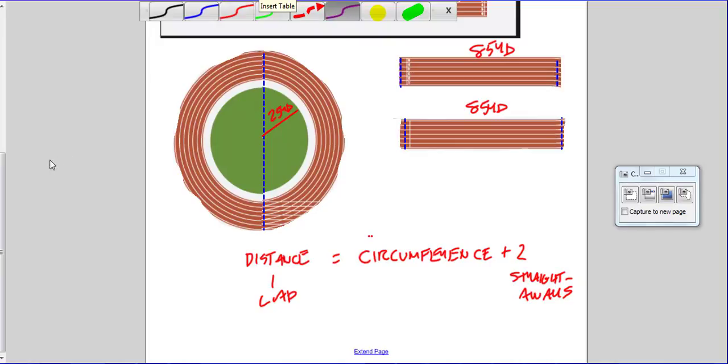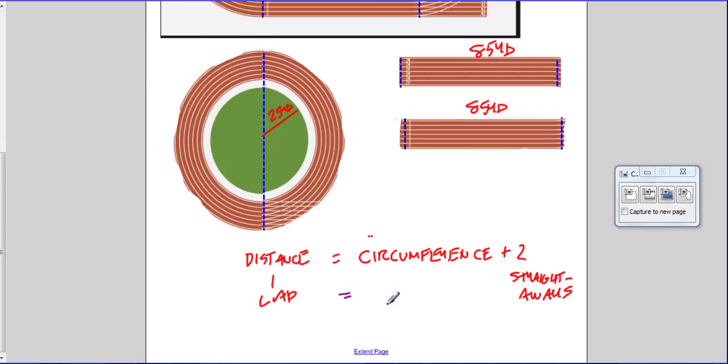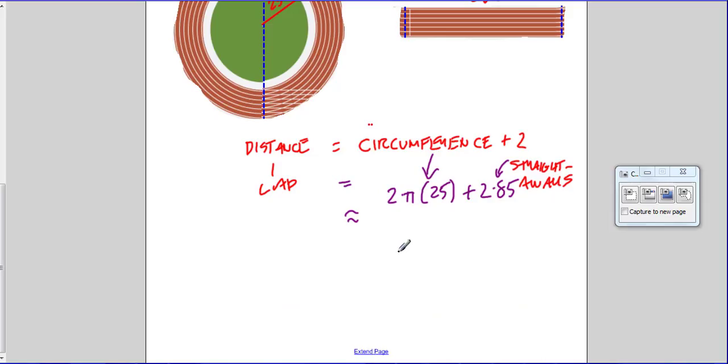Well, the circumference of a circle, recall, is 2 pi r. So in this case, we have 2 times pi times r. The radius is 25 here. That's my circumference, plus 2 times 85, because each straightaway is 85 yards. So I'm going to use now 3.14 for pi. So I have 2 times 3.14 times 25 plus 2 times 85. Now let's work to simplify. So 2 times 25 is 50, so I have 50 times 3.14, and 2 times 85 is 170.